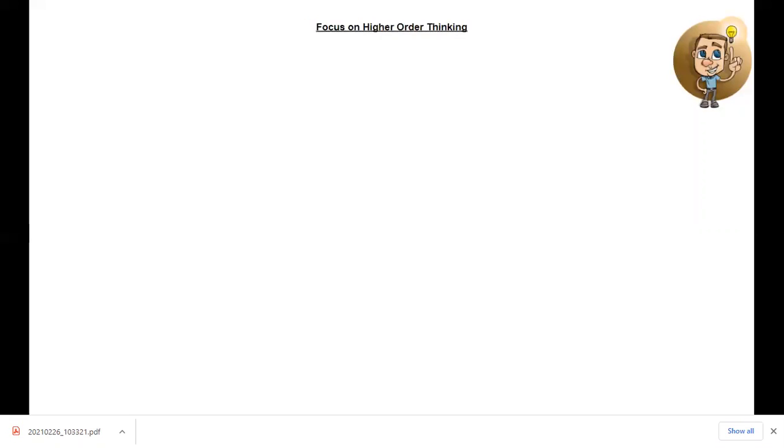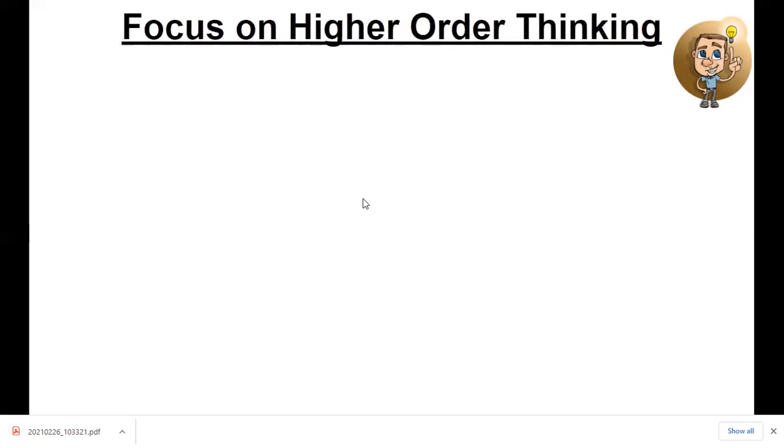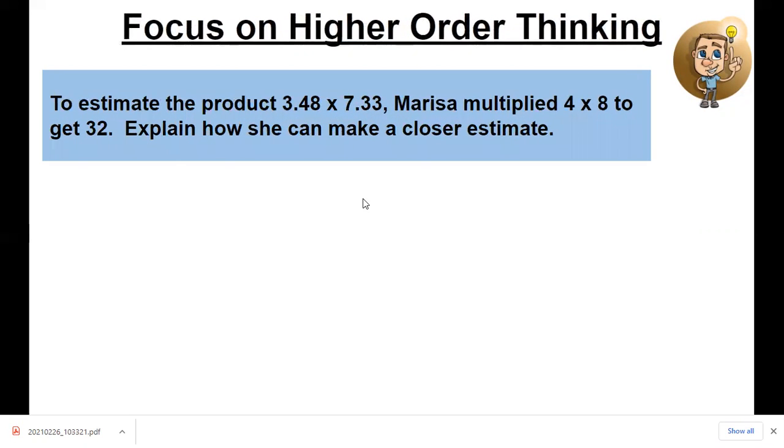Okay, welcome back. Let's focus on some higher order thinking. To estimate the product, 3.48 times 7.33. She's estimating now. She's not getting the exact answer. Marissa multiplied 4 times 8 to get 32. Explain how she can make a closer estimate. What would you do to make a closer estimate?